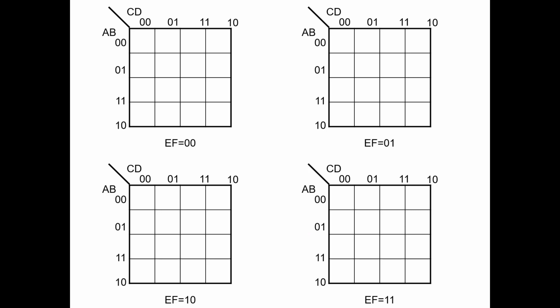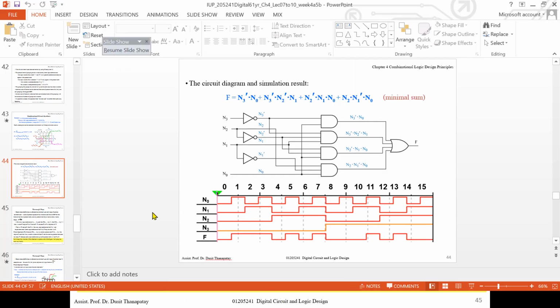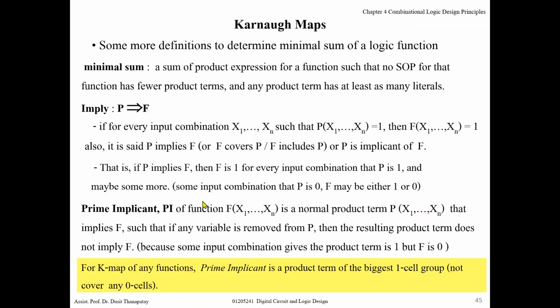Okay, let's go back to the slide. Maybe this one. Some technical terms that you should know about K-map. The first one, minimal sum. The resulting function that you obtain from a K-map usually is a minimal sum.